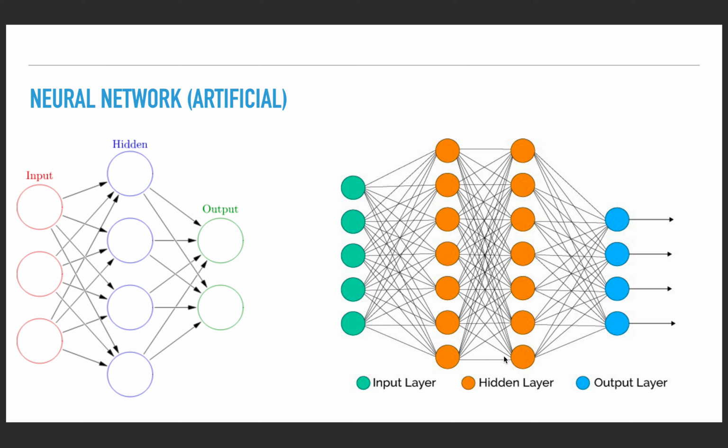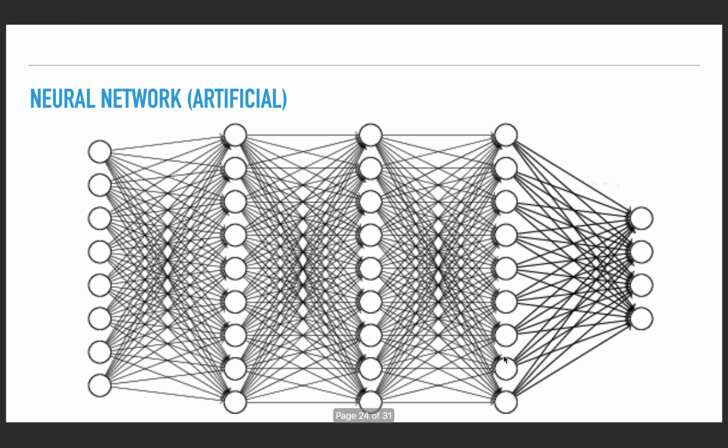Okay, so as we increase the number of hidden layers, we get a deep neural network. This is somewhat an example of a deep neural network. You can see it is a complex network. It is a bit scary, but nothing to worry about.